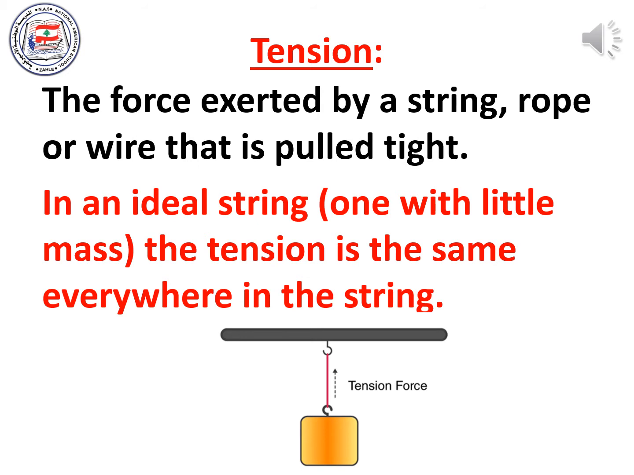Tension is the force exerted by a string, rope, or wire that is pulled tight. So the force that is exerted in a spring is different than tension. In an ideal string, which is one with little mass, the tension is the same everywhere in the string. So at all points or at all locations in the string, the tension force is the same. Look at the figure in front of you. You can see a wire with a mass attached to it. So this mass pulls the wire tight, so the wire exerts a force called tension.